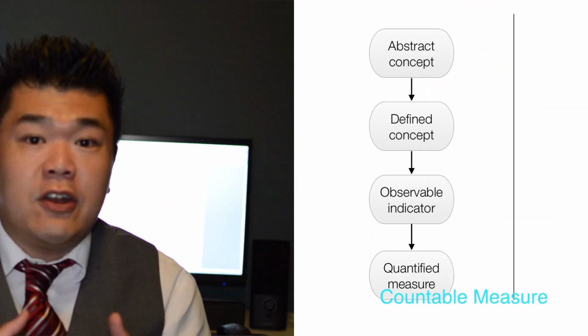Finally, at least for statistical analyses, we then have to have a fourth level in the operationalization process, which is going from our observable indicator down to our quantitative indicator.